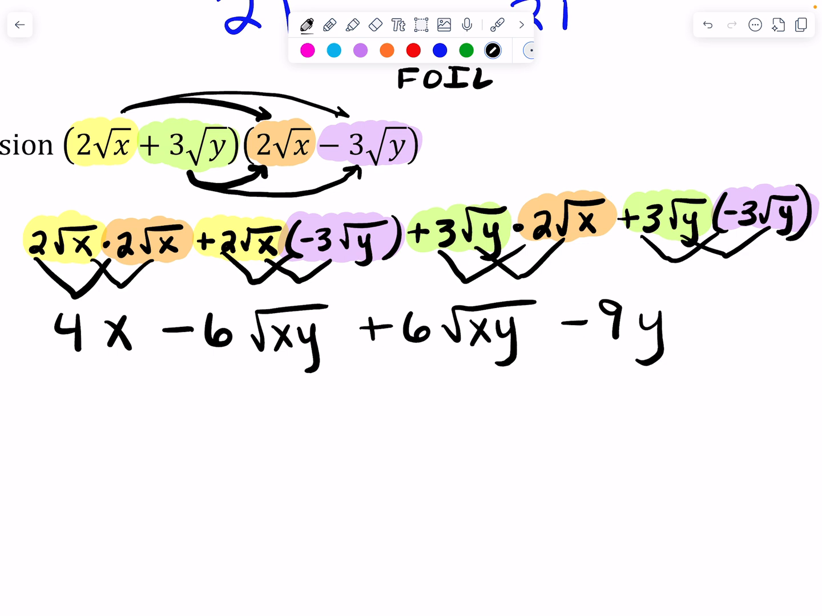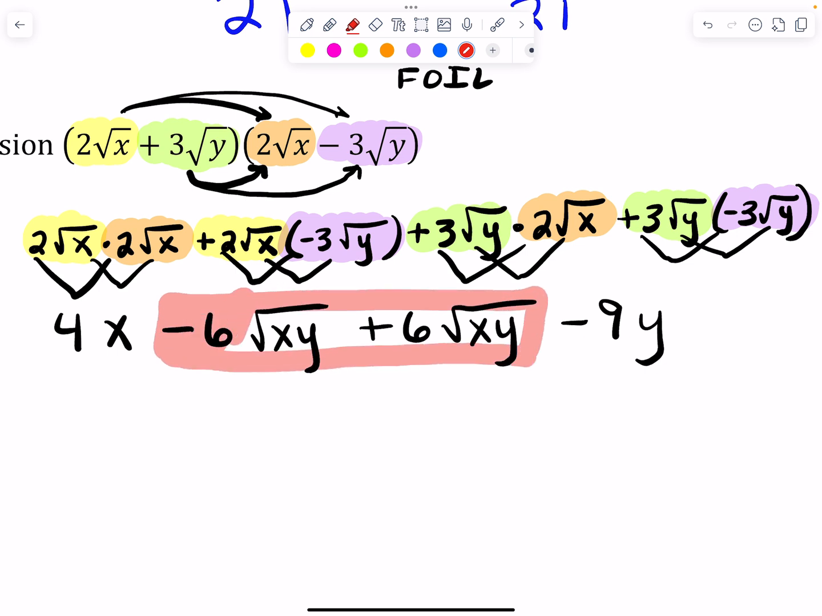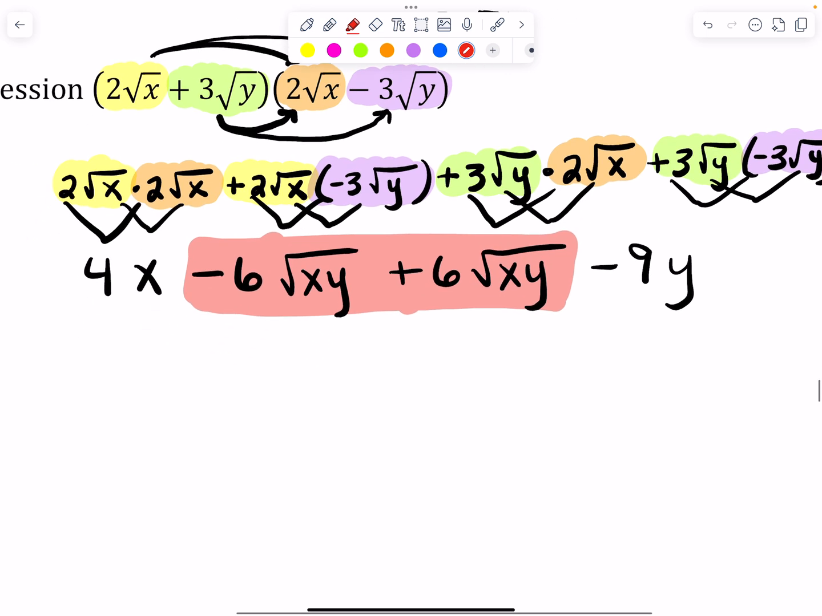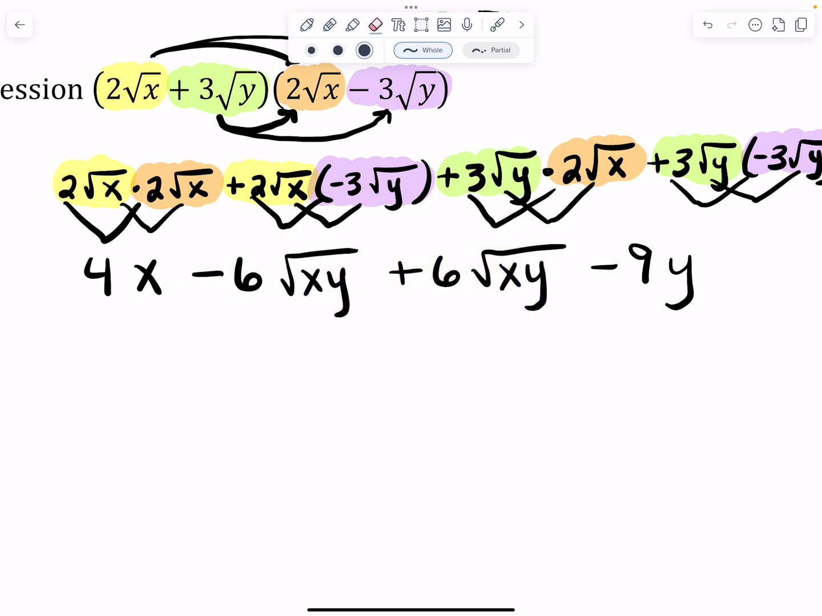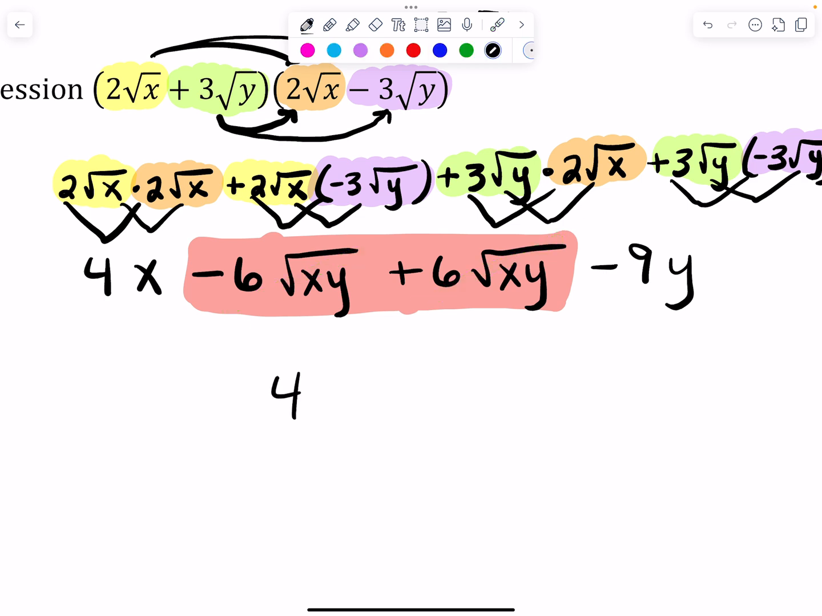So here in the middle, we can see that we do have matching radicals, and that makes these two middle terms like terms. Since we have a negative 6 and a positive 6, these are going to cancel out, and we're just going to be left with 4x minus 9y.